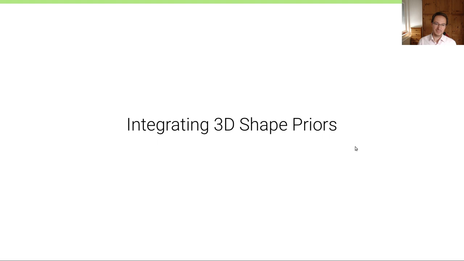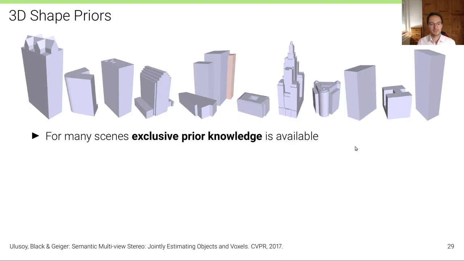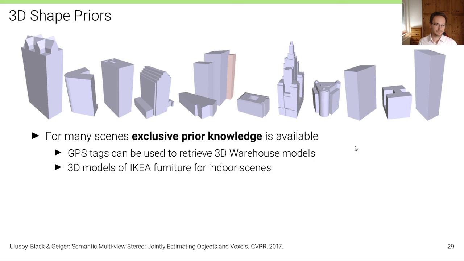Now, similar to the case with 2-view stereo matching, where we have also integrated higher order constraints in terms of objects, here we can also utilize such shape prior knowledge. And so in this extension of this paper, this has been done because for many scenes like this downtown scene, there is exclusive prior knowledge available.